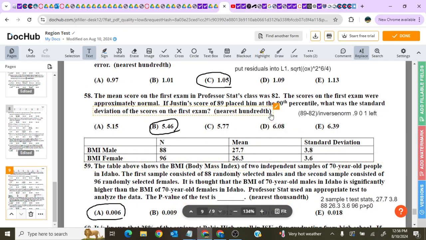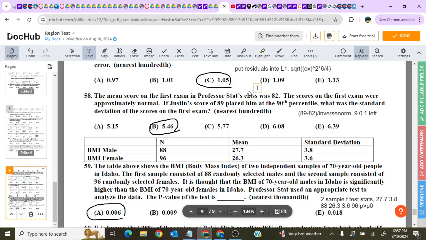The mean score on the first exam of Professor Stott's class was 82. Scores on the first exam were approximately normal. Justin's score of 89 places him in the 90th percentile. What's the standard deviation of the scores on the first exam? Well, we need to figure out how many standard deviations the 90th percentile is away. So inverse norm of 0.9, your mean is going to be 0 and your standard deviation is 1, because we're looking for how many standard deviations away. You'll get a value of about 1.28 standard deviations.